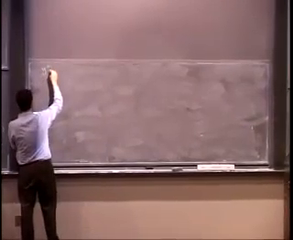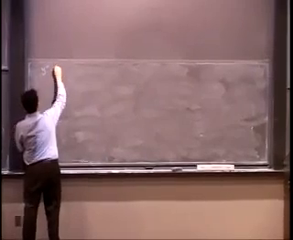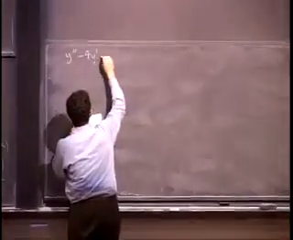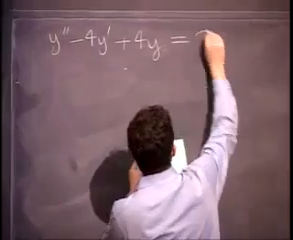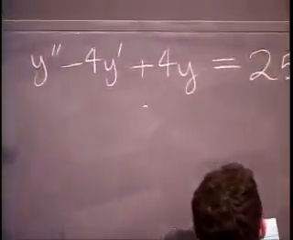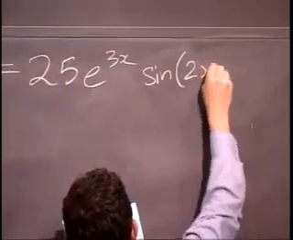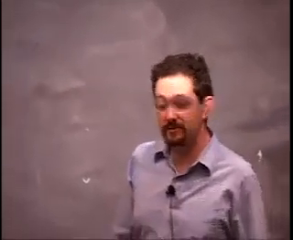Y double prime minus 4y prime plus 4y equals 25 e to the 3x sine 2x. All right. Okay, well, how do we do it?